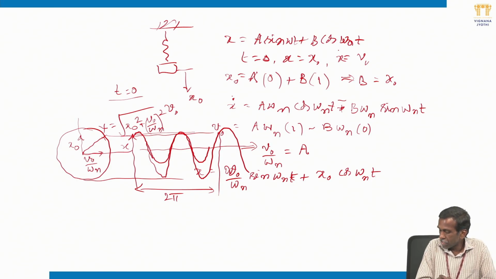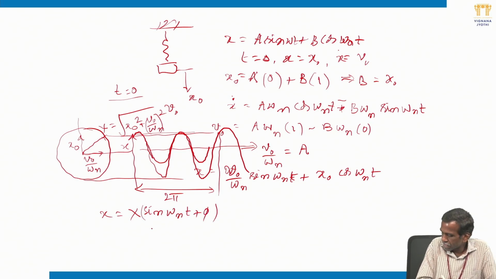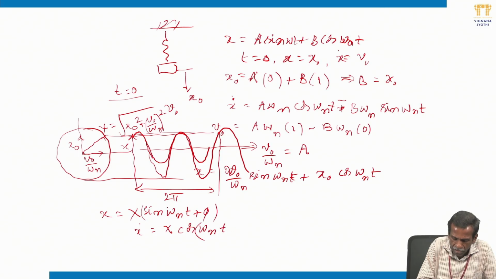Okay, suppose another form also you can take. Suppose x equal to X sin(ωn t + φ), as we have seen. If you take this equation, then x dot you will have X cos(ωn t + φ) into ωn.